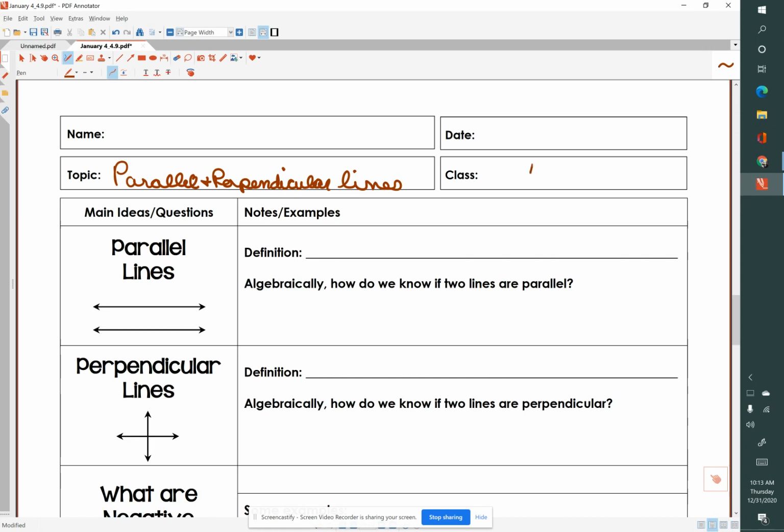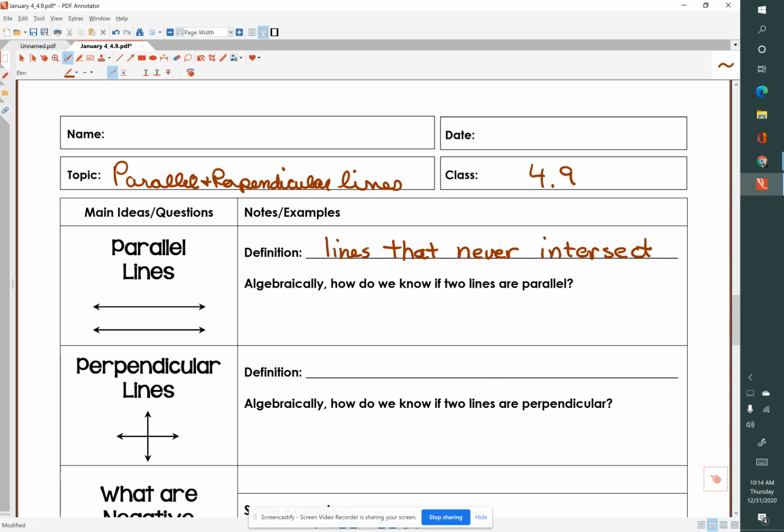Okay, and I'm calling this lesson 4.9. So, what are parallel lines? Well, by definition, parallel lines are lines that never intersect. So they don't cross each other ever, right? Train tracks, you've learned that when you were younger.